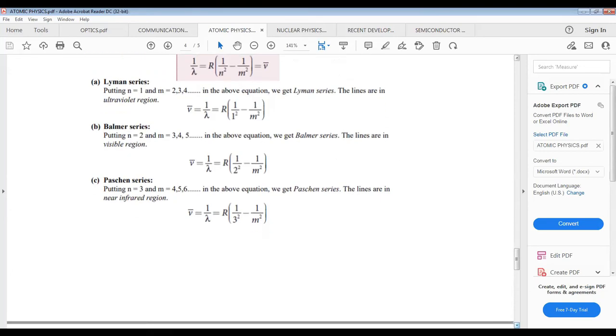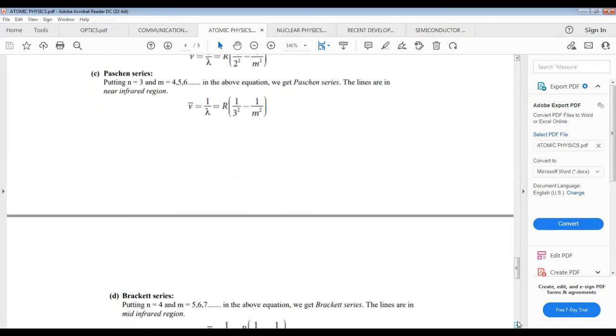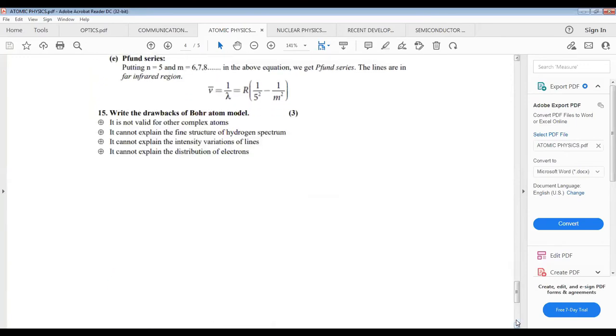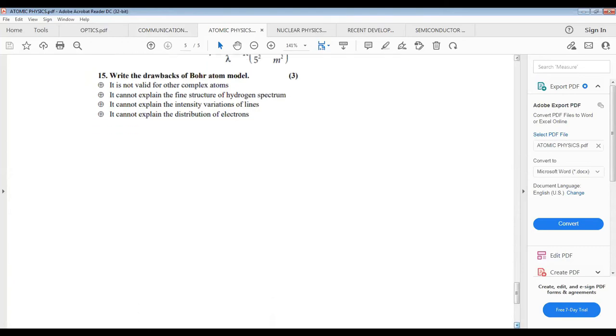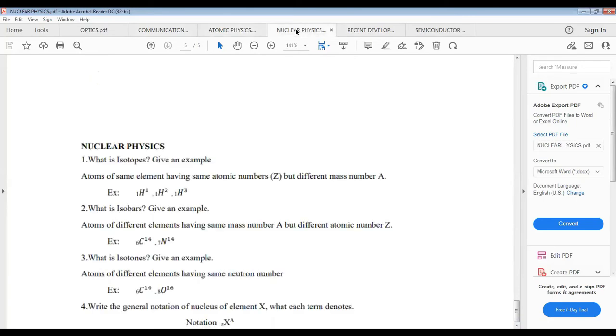So you can write the formula for all the five series. Brackett series, it comes to the 4th orbit: 5 to 4, 6 to 4 and 7 to 4. Similarly, Pfund series, it is the 5th orbit: from 6 to 5, 7 to 5 and 8 to 5. So you will get the final expression. So this is an important 5 mark question, the different series. Then coming to our next lesson, nuclear physics.